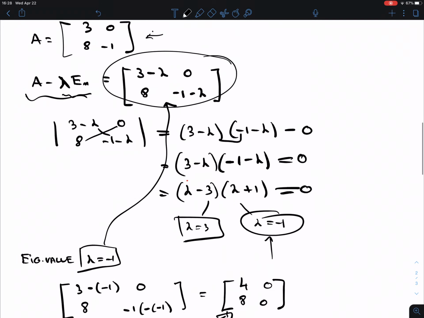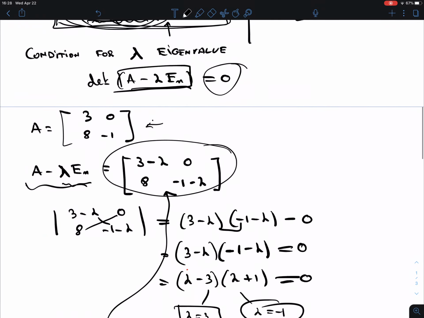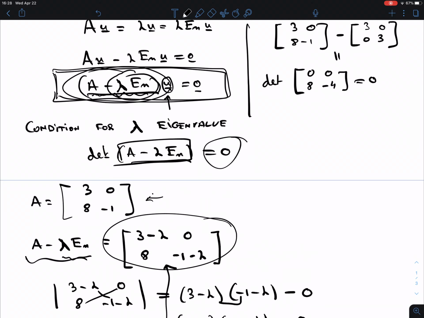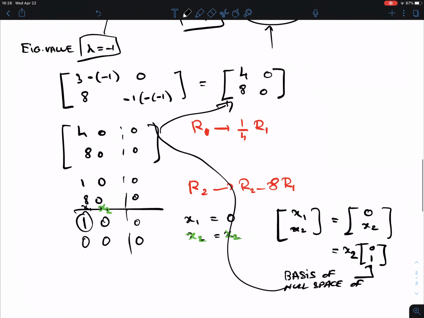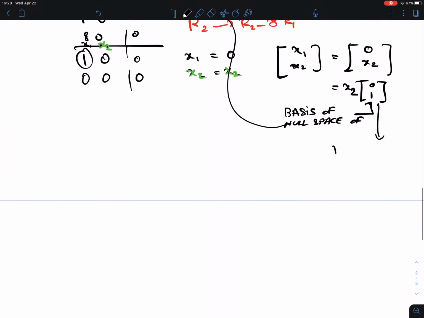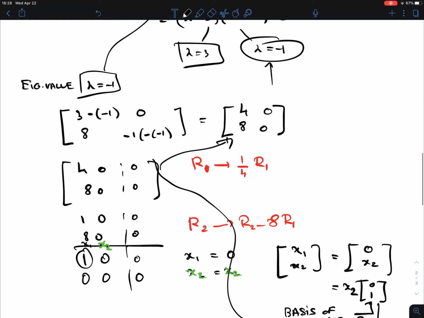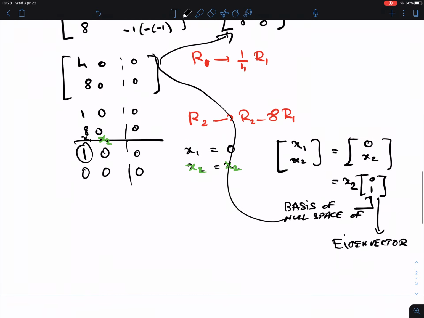But we said that an element in the null space of such a matrix is exactly an eigenvector. So this is an eigenvector that corresponds to the eigenvalue -1. All right, I'll do another example, don't worry, then perhaps you'll get it better.